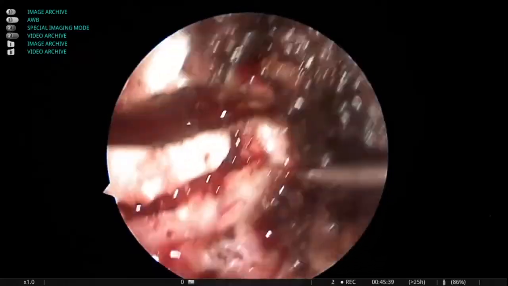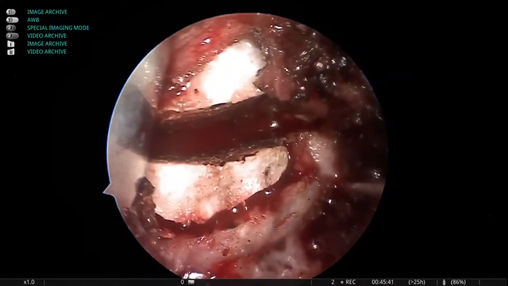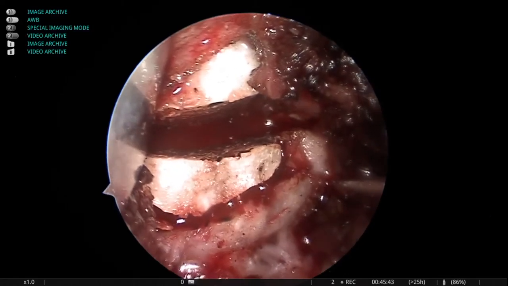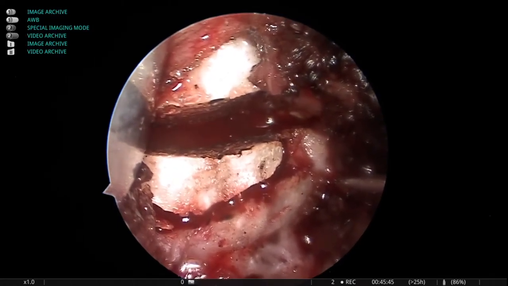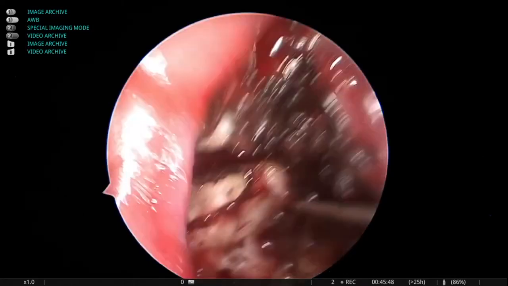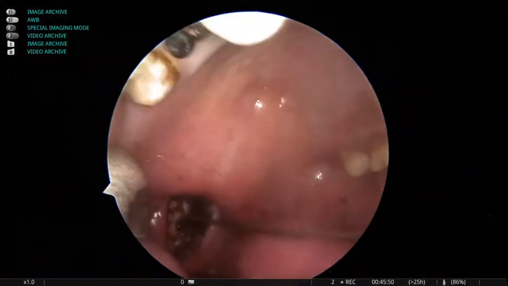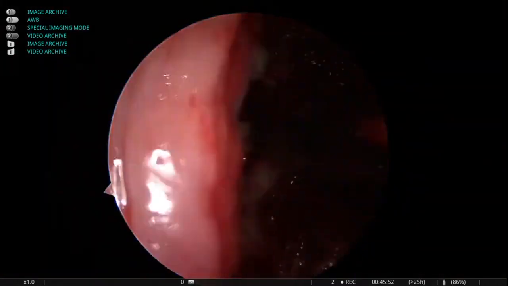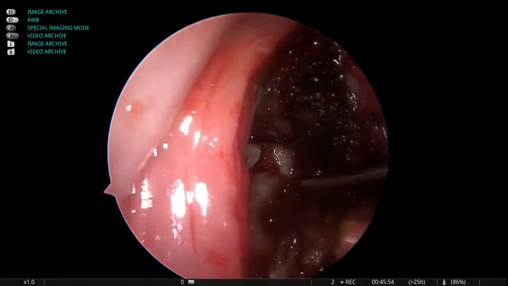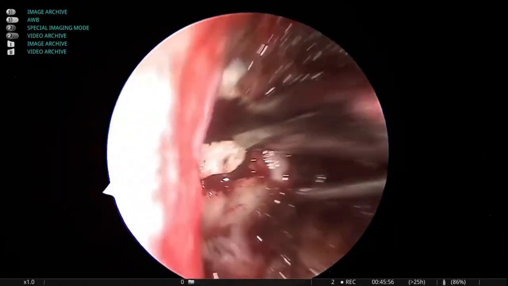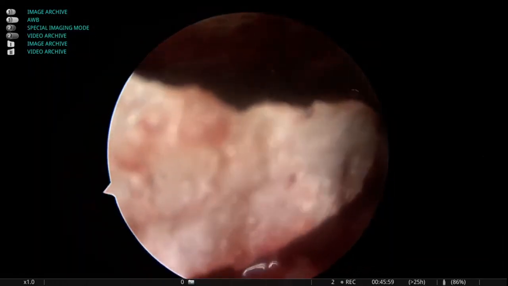Transoral odontoid osteotomy is a critical technique for managing irreducible atlantoaxial dislocations. While technically demanding, it offers a direct and effective solution for decompressing the spinal cord. Careful patient selection, meticulous surgical technique, and robust postoperative care are essential to achieve the best outcomes.